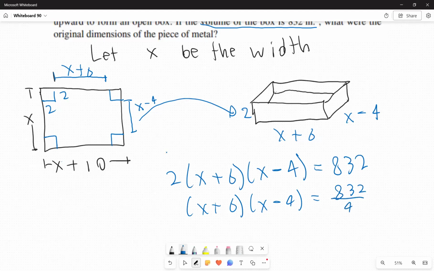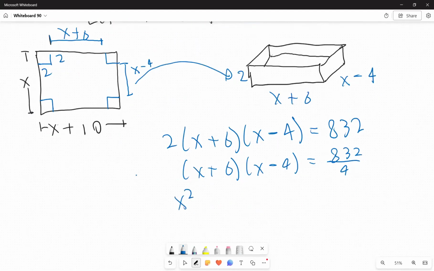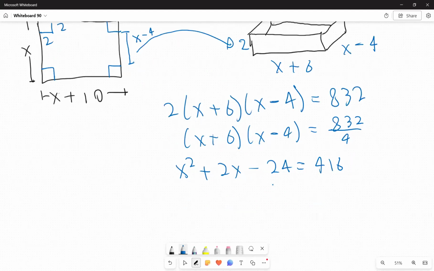832 over 2 is 416. So we are going to FOIL the left side. That's x squared, and then 6 minus 4 is 2, so that's plus 2x, and then minus 24. And then 832 over 2 is 416. And in the next step, we're going to bring the 416 to the left side, subtracting, where negative 24 minus 416 is negative 440.